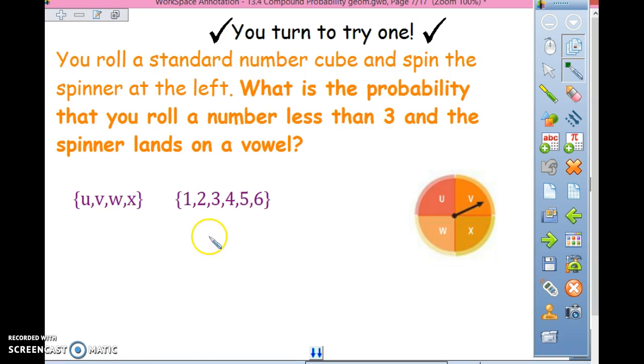Pause the video while you try this question. When you're ready to see the answer, press play.